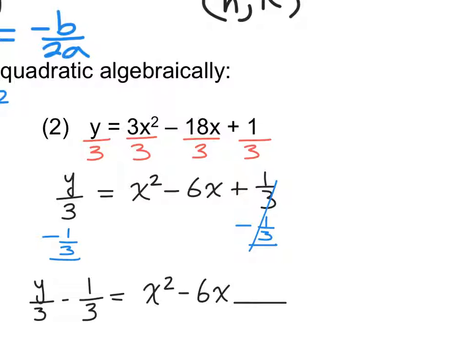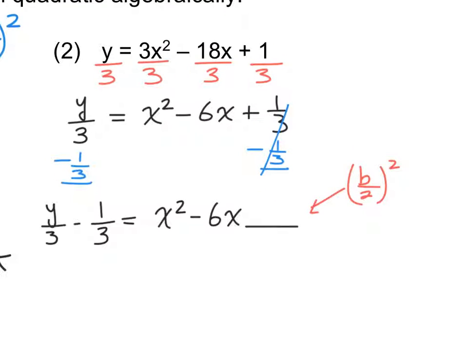All right. So I need to complete the square. So again, b over 2 squared. What's that going to be? 9. Add 9 to both sides. I'm going to need negative 1/3 plus 9. Negative 28 thirds? Close. It's the right idea. 26 thirds, yeah. And it's positive, right?